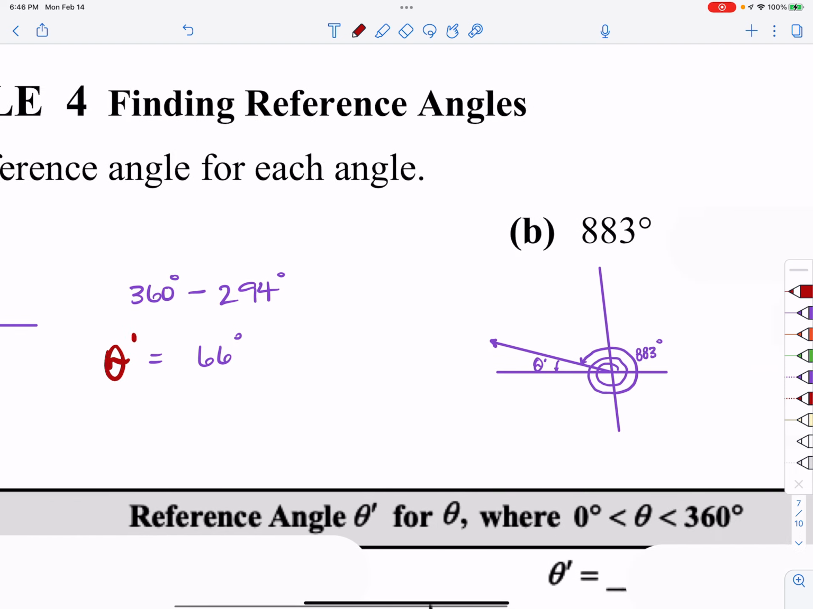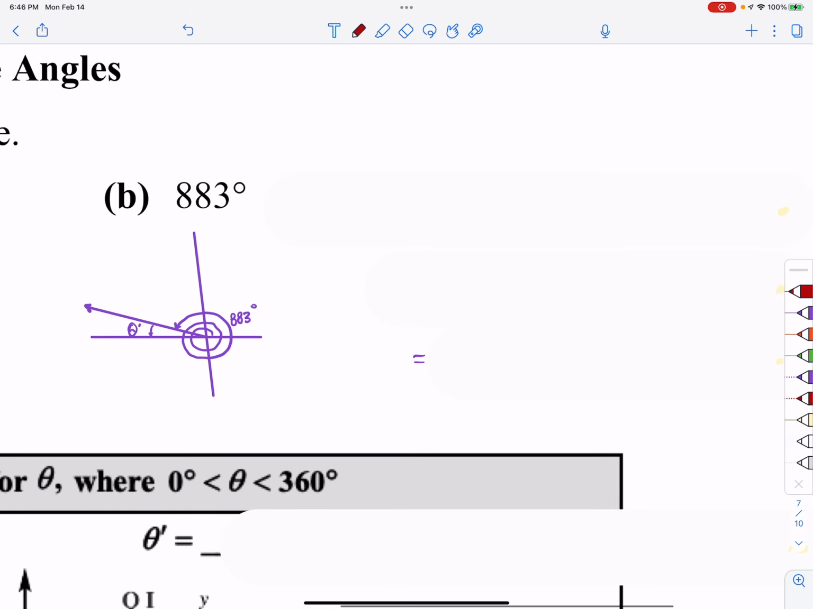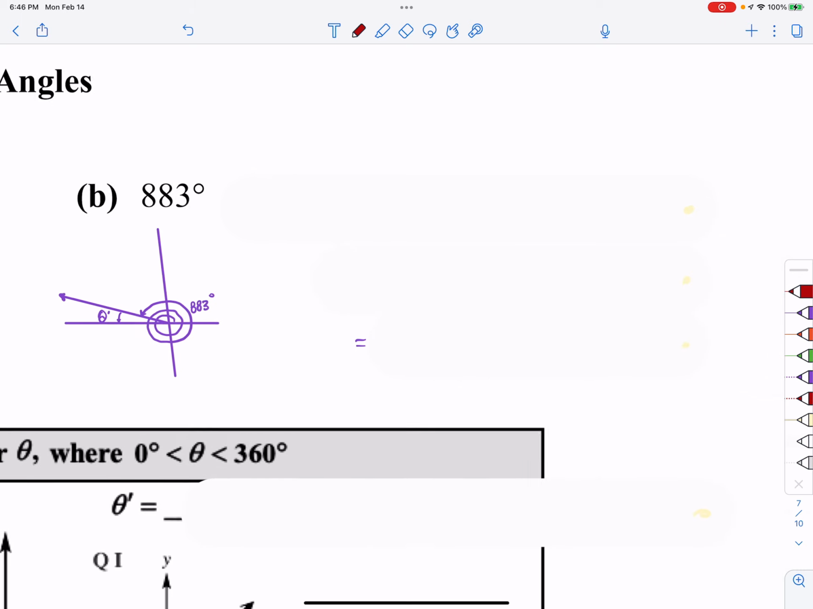All right, part B. We're looking at 883 degrees. Well, the first thing I needed to do is figure out what is coterminal to 883 degrees. So I just took 883 and I subtracted whole circles. I subtracted 360 a couple of times and found that 883 is in the exact same spot as 163 degrees. And so you see that this lands in the second quadrant. So once again, I am looking for the angle closest to the x-axis, and it's a positive acute angle. So that's going to be this angle right in here.